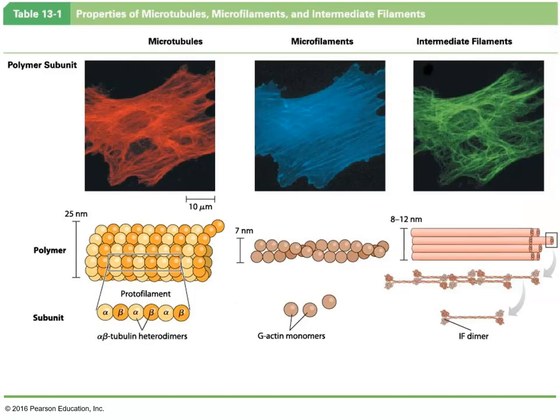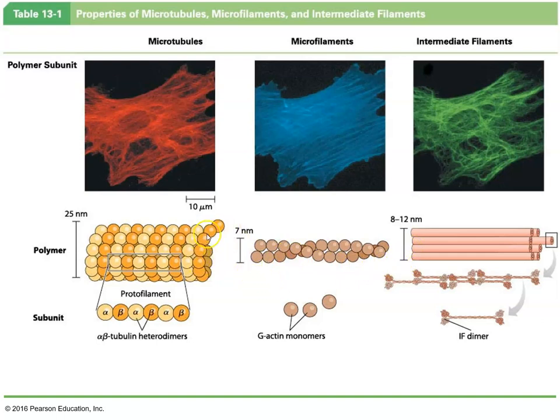There are three different types of proteins involved in structure. There are microtubules, microfilaments, and intermediate filaments, and they're all made up of different types of proteins. We'll go through each of these, but you can see that they have different sizes, they have different organizations, and they are grouped together differently.